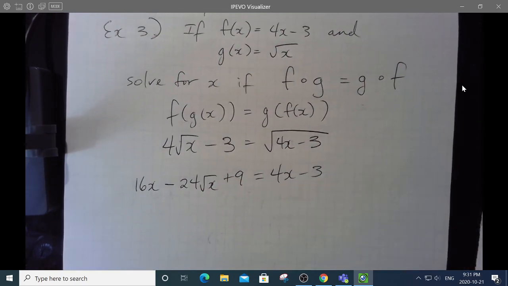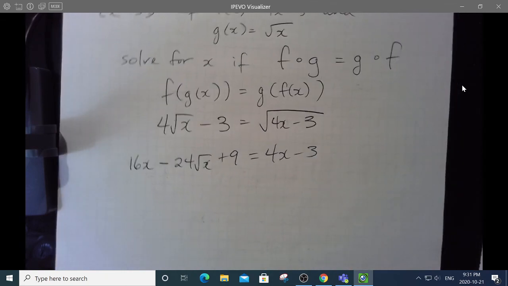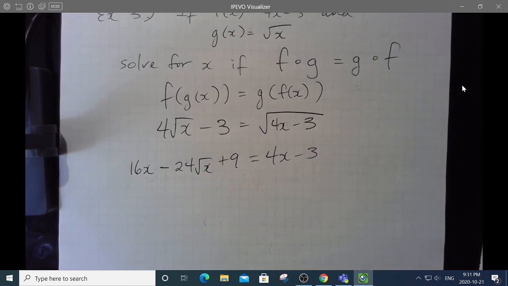Sorry, I'm kind of writing all wavy. Geez, you'd think the lines on the page would help, but they're not. So there you go. Isn't that an interesting looking equation? What am I going to do with it?